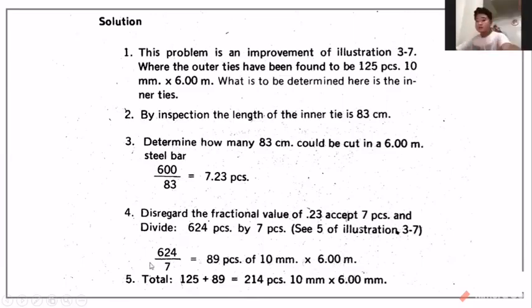Okay. So our total dito sa atong illustration 3 to 7, we need 125 pieces man of 10 millimeter by 6 meter. So we will add this. How many atong outer ties dito? We need this 125 lateral ties. We'll just add this.